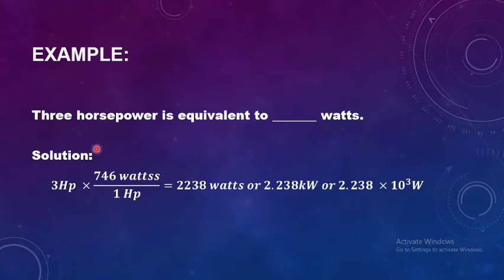So we have here an example. 3 horsepower is equivalent to blank watts. Since we all know that 1 horsepower is equivalent to 746 watts, we just have to multiply. So 3 horsepower times 746 watts divided by 1 horsepower. Cancel the horsepower. So we have 2238 watts, or 2.238 kilowatts, or 2.238 times 10 to the power of 3 watts. So this is the scientific notation.